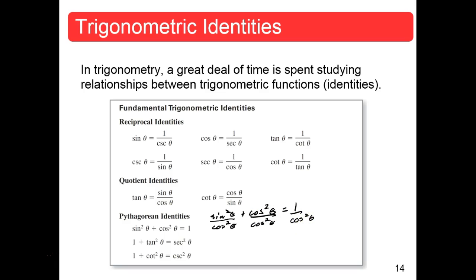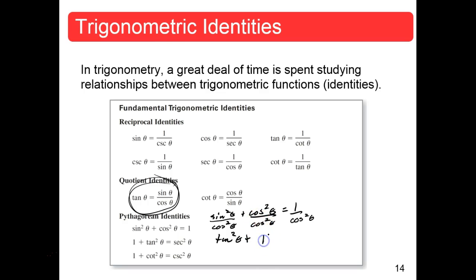Now, of course, that won't work if theta is a half pi, any half pi, because cosine would be 0. So as long as it's not that, this works for any angle. Now, what is sine squared over cosine squared? Sine over cosine, tangent squared theta. Plus, and what's cosine squared over cosine squared? 1, exactly.